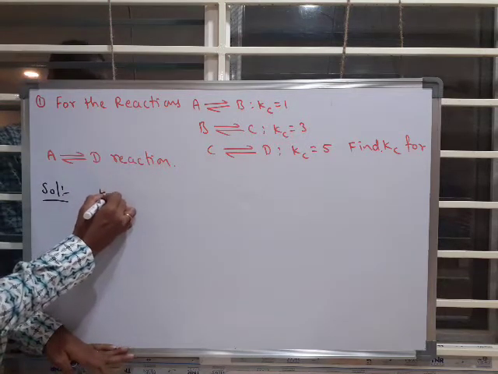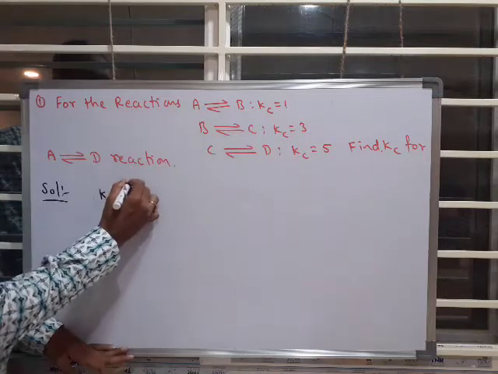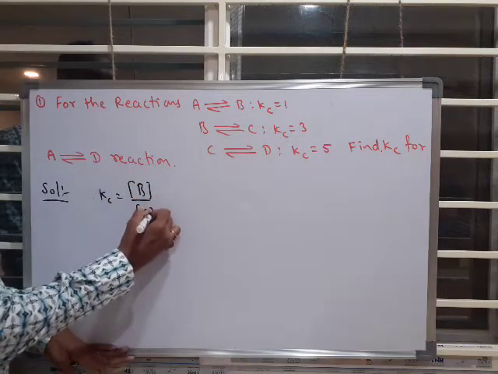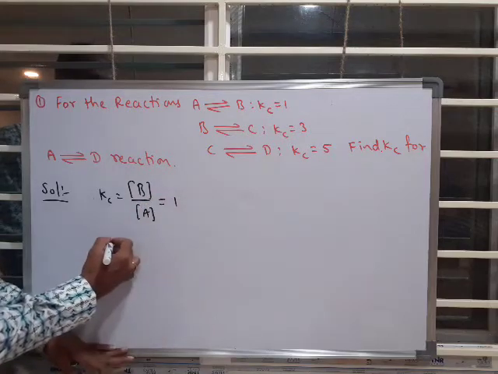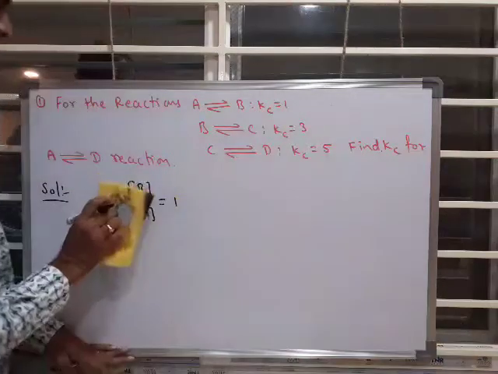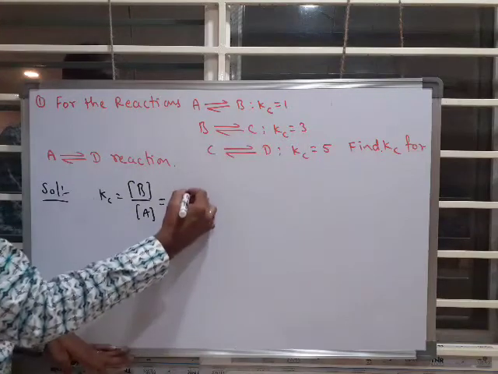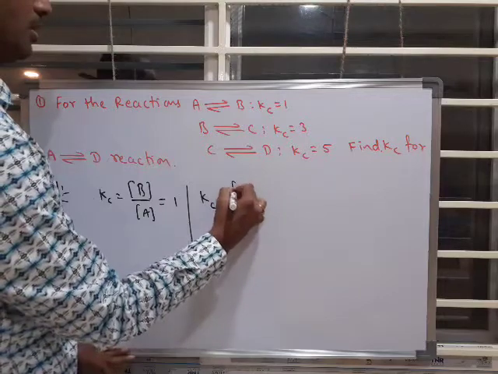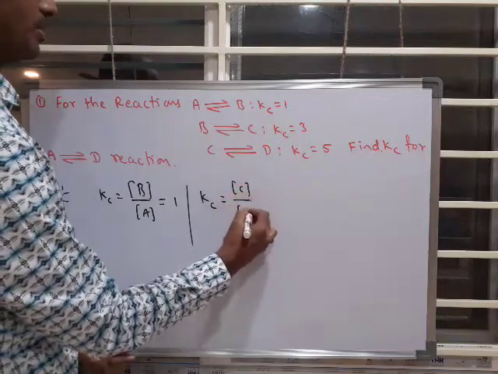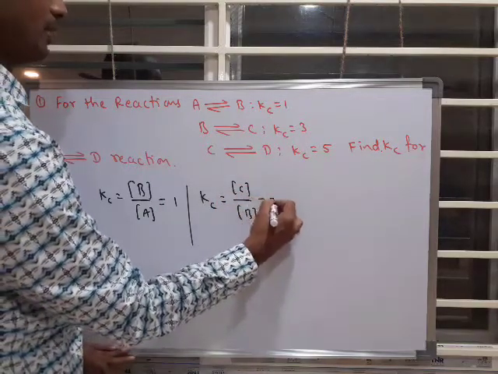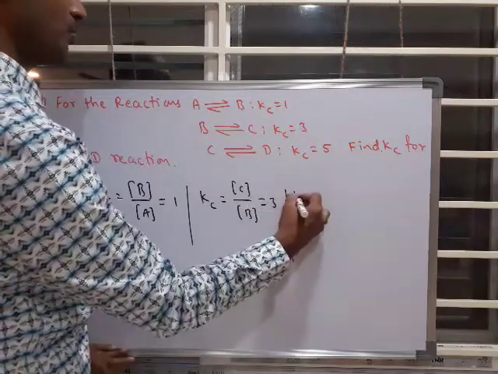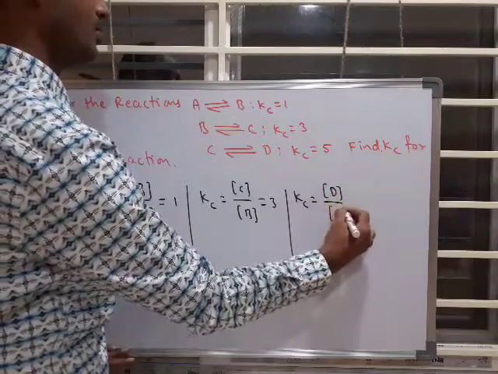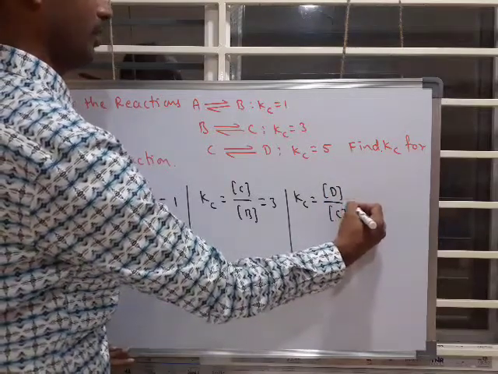First one, Kc of the first reaction, that is product concentration by reactant concentration. How much is it? 1. So for the second reaction, Kc is equal to concentration of C by concentration of B. What is the value? 3. So for the third reaction, concentration of D by concentration of C, here it is given.